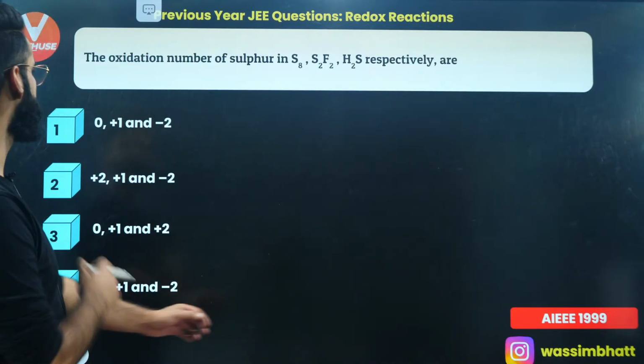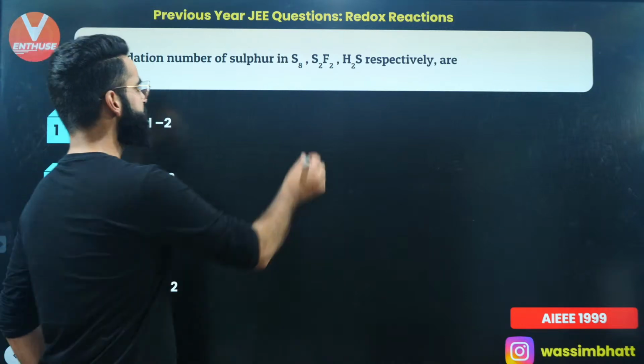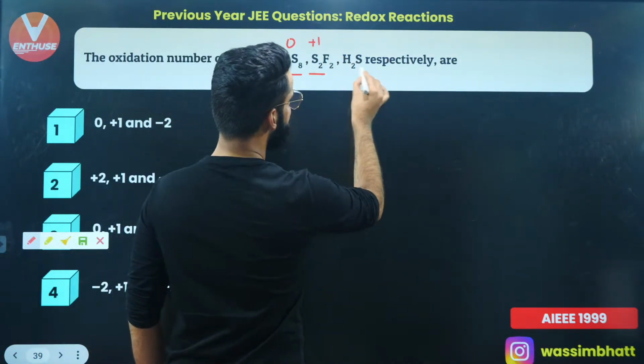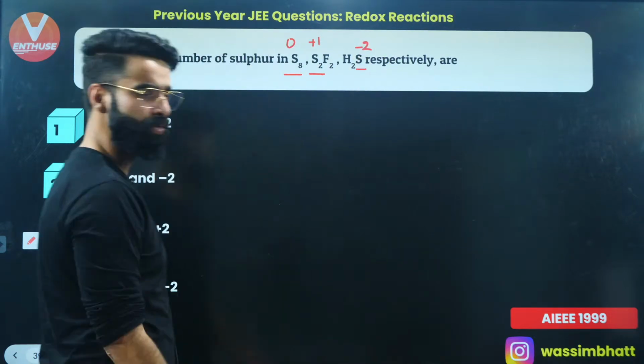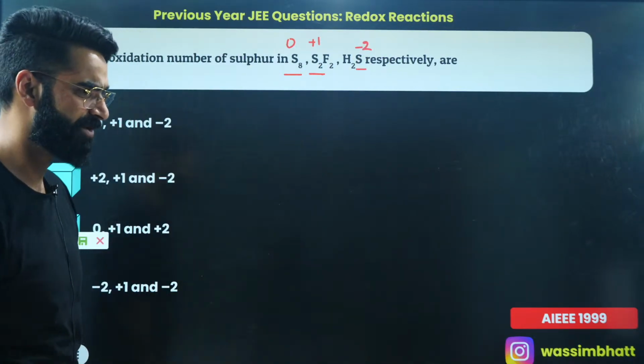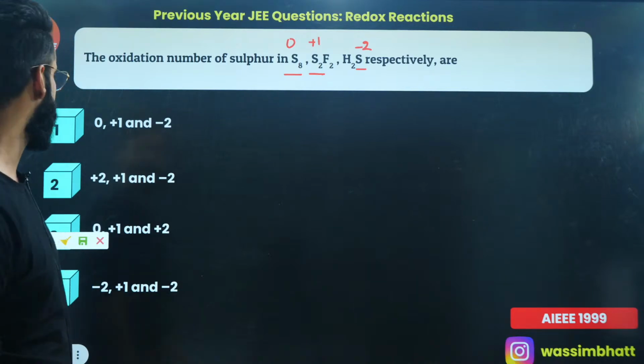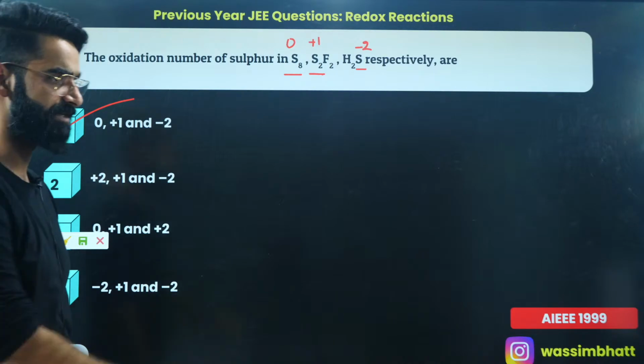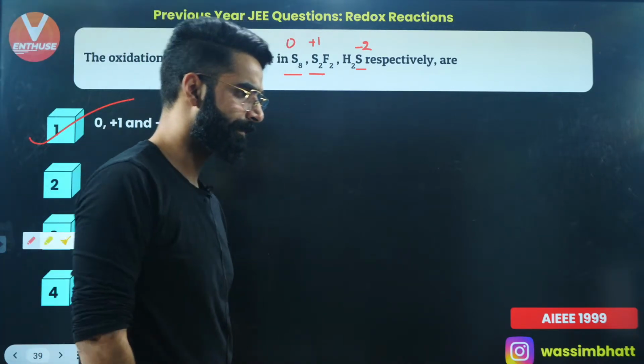Okay, the oxidation number of sulfur in these compounds. Right here sulfur does not have any charge. Over here sulfur is going to have +1 oxidation state. Right here sulfur is going to have -2 oxidation state. Simple rules which we have seen for the calculation of oxidation state. So 0 + 1 - 2, 0 + 1 - 2, 0 + 1 - 2. Option A is the one which is correct among all.